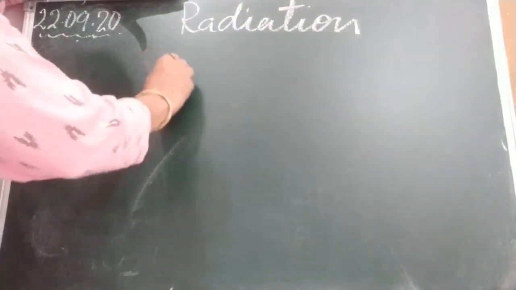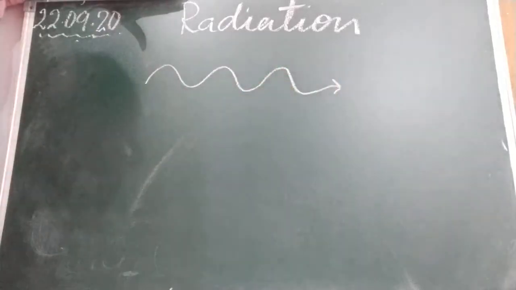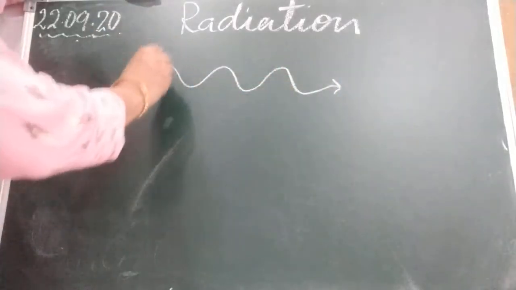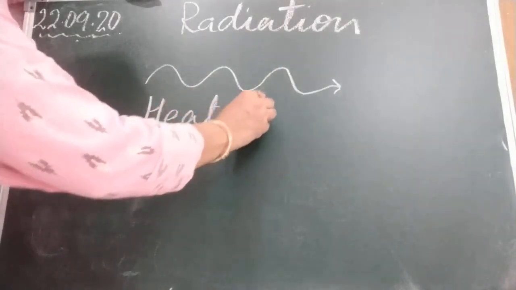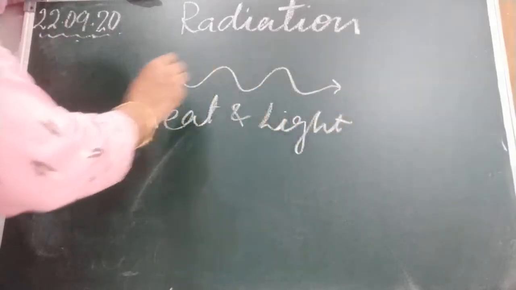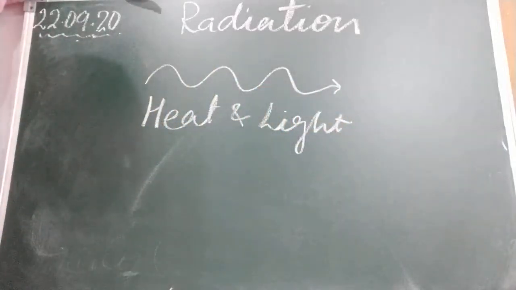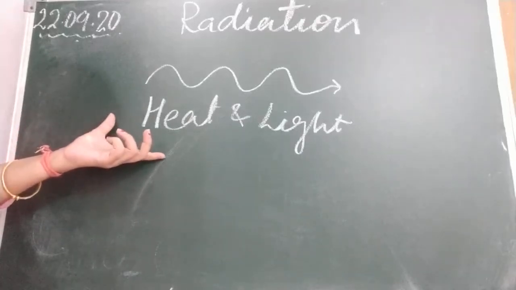Children, we are going to discuss now radiation of heat. Heat energy can travel in the form of waves. Okay. Like light energy, heat and light, it travels like a waveform. These are called electromagnetic waves.